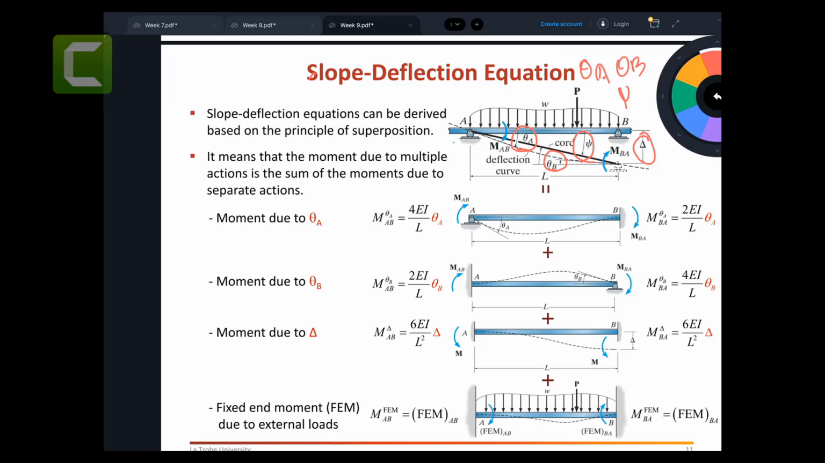equilibrium equation equal to 1, then we make it a primary structure by removing that one force. And we say now this structure is statically determinate. And now we use our conventional methods. We can do the same thing here. What does it mean?